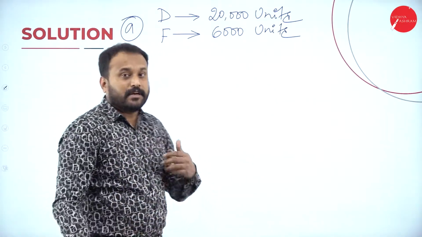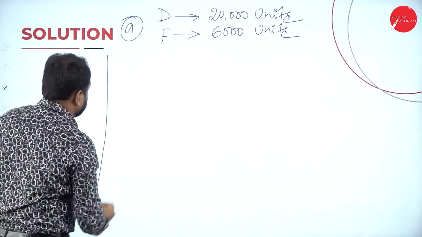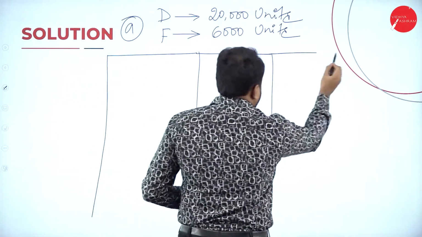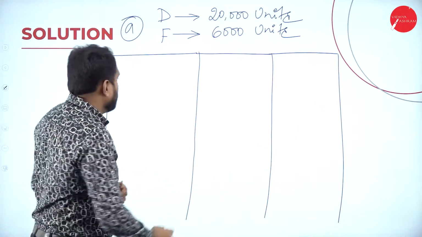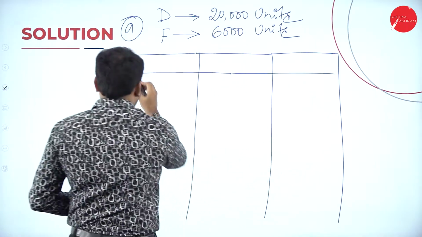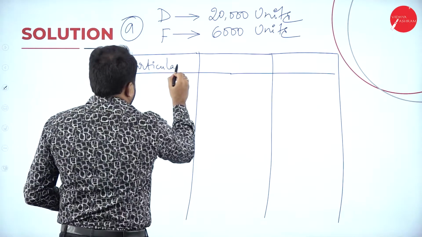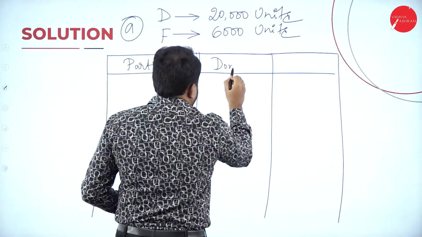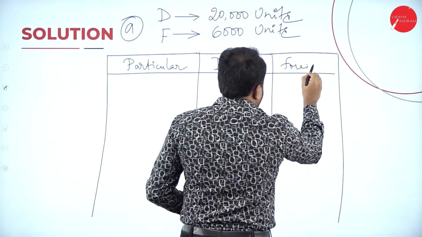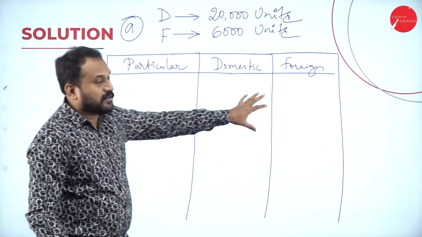Now we are supposed to go with tabulation. What kind of tabulation are we supposed to use? I'll just show it to you. Now we will have three columns like this. The first column is called particulars, where we'll have the working note as well. Then domestic, and then we'll go with foreign. So we have three: particulars, domestic, foreign order.